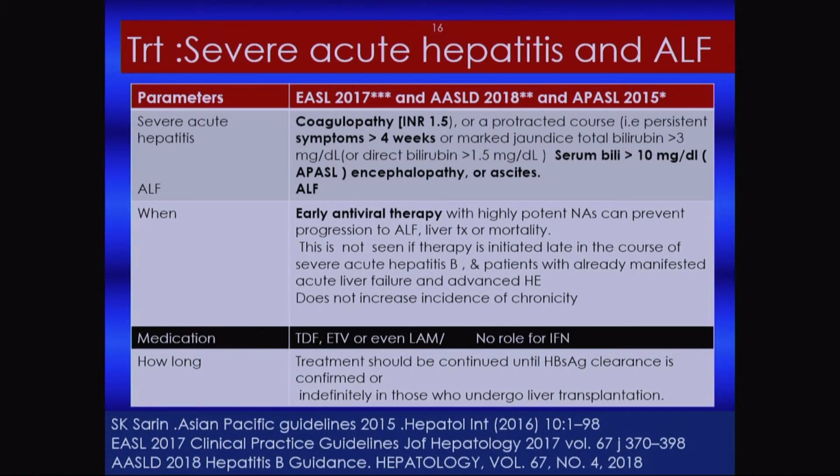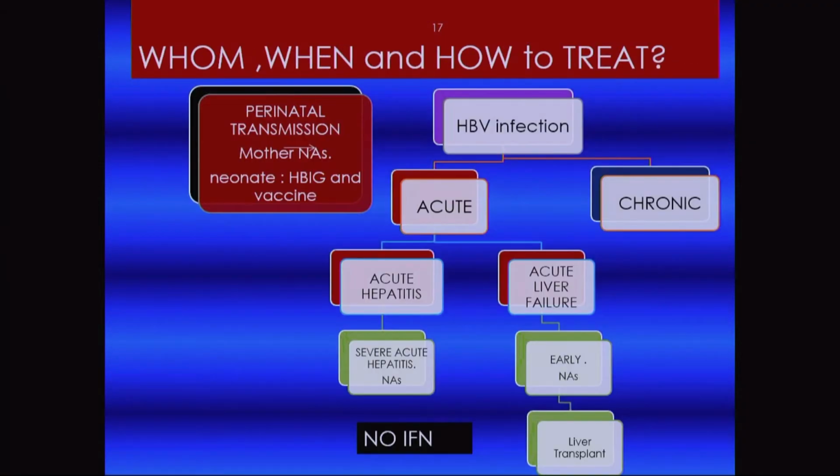What is the medication you will give? You can either use tenofovir or entecavir, but there is no role for interferon. That means in acute liver failure and in severe acute hepatitis, you can treat, and this is the protocol recommended. In acute liver failure, what they have seen is it's not that late stages it will be useful. If you start it early with highly potent NAs, you can prevent even progression to ALF, liver transplant or mortality, and this is not seen if you start later in therapy. So this is what we have for the acute. Perinatal transmission, yes, acute you treat the severe acute hepatitis with NAs, with acute liver failure. If you give it early but not later, or they have to go for liver transplant.